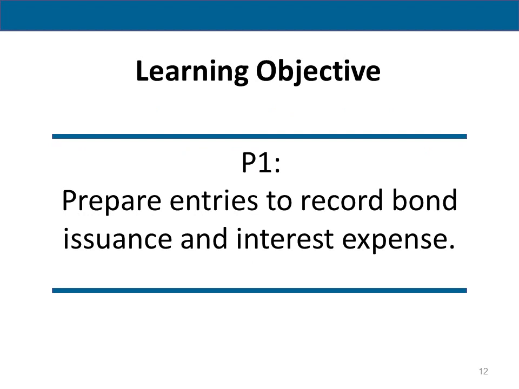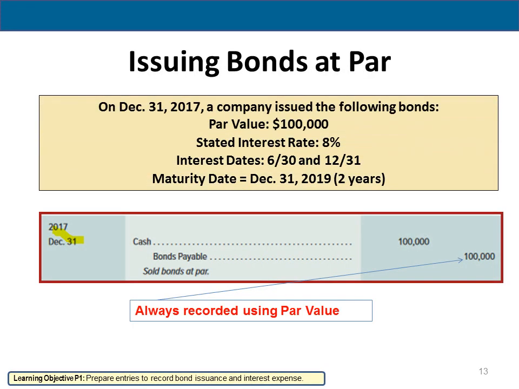So let us now discuss the first learning objective, after we discussed important terminologies related to bonds. We need now to know how to prepare a journal entry to account for the bond issuance and the payment of interest expense related to that bond. So let's take this exercise.